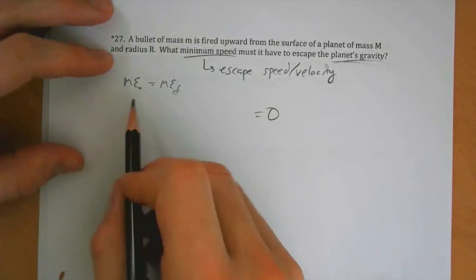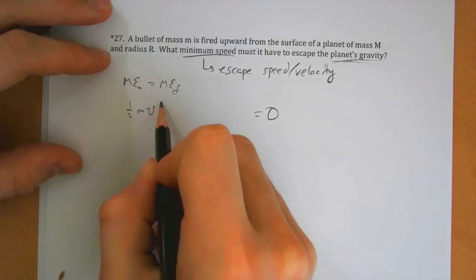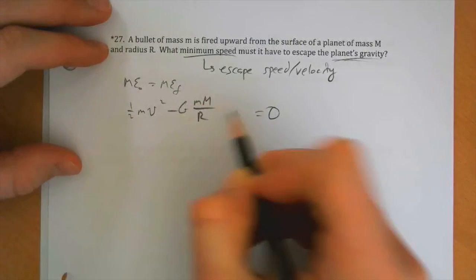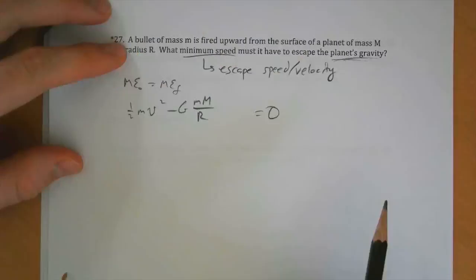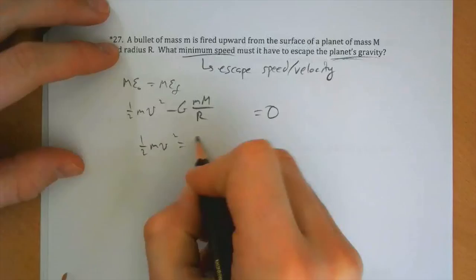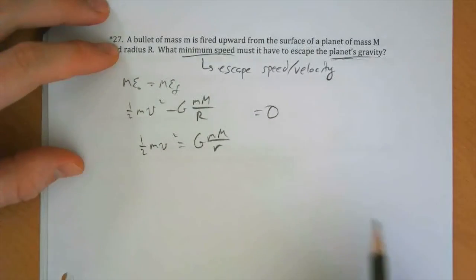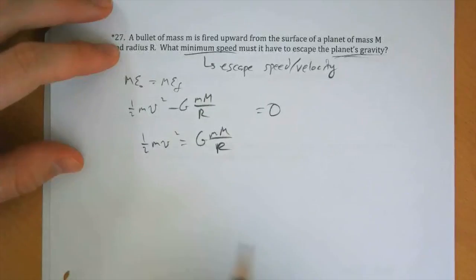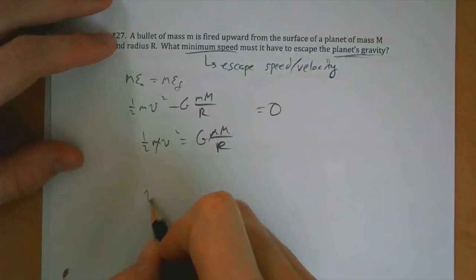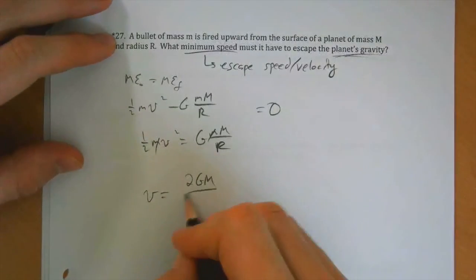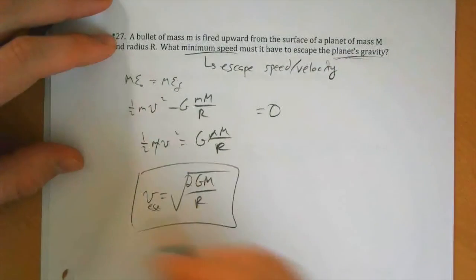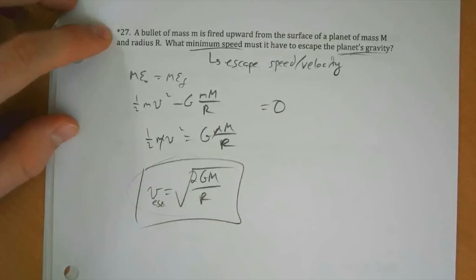So what's our initial energy? 1/2 mv squared minus GMm over r. This r is the radius of the planet. So doing some algebra, the mass of the bullet cancels out. So our velocity is the square root of 2GM over r. This is escape velocity. I starred this. This is another one that would be useful to note.